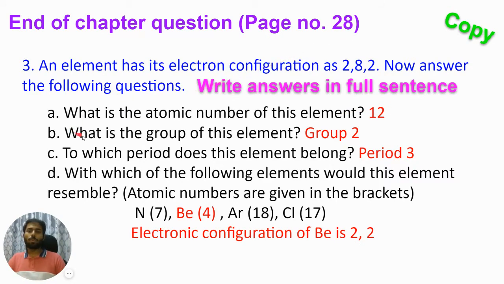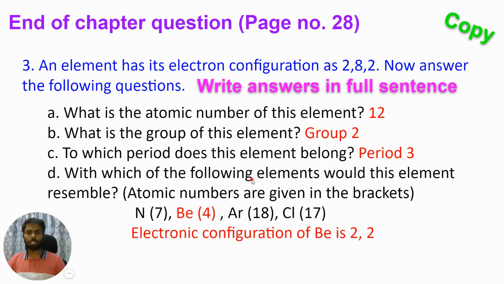Next. What is the group of this element? So here, in the last orbit, you have 2 electrons. In group number 1, in the last orbit you have 1 electron. In group number 2, in the last orbit, you will have 2 electrons. So because this has 2 electrons in its last orbit, its group will be group 2. Okay. To which period does this element belong? So first period will have only one orbit. Second period will have 2 orbits in the atom. Third period will have 3 orbits in the atom. So because this atom has 3 orbits, it will belong to period number 3.